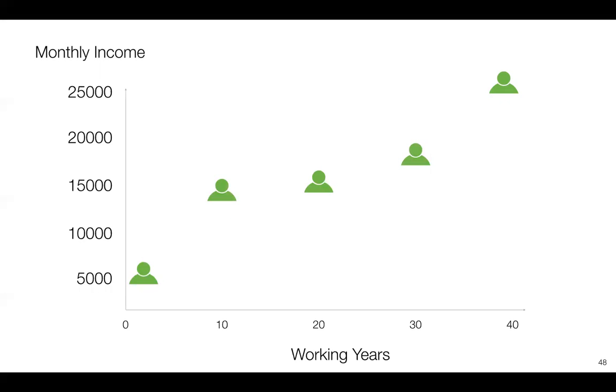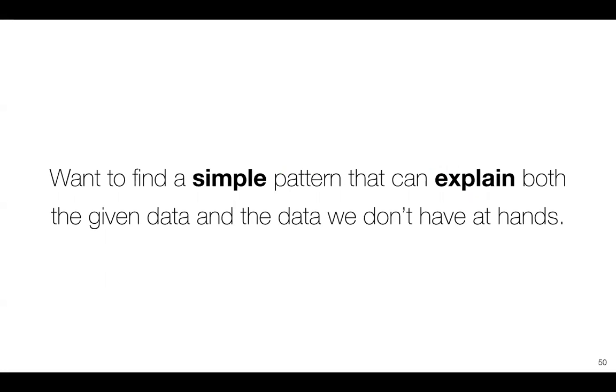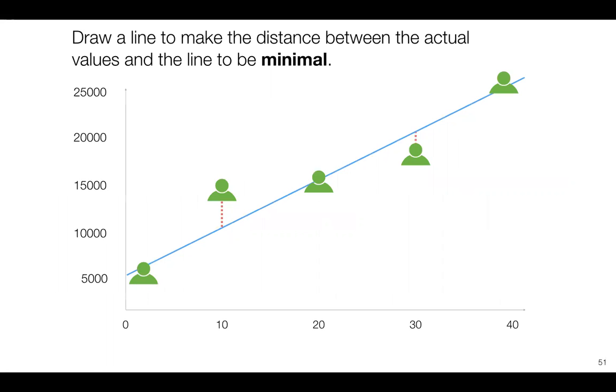There's always a variance. So maybe something like this. And if we try to draw a line to cover all these 5 points, then it gets kind of a zigzag. But that's not what we want here. We want to find a simple pattern that can explain both the given data and also the data we don't have at hand. And we want to see the sort of overall trend.